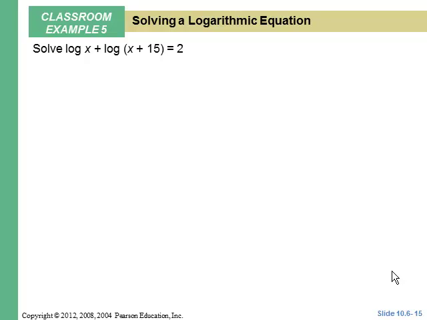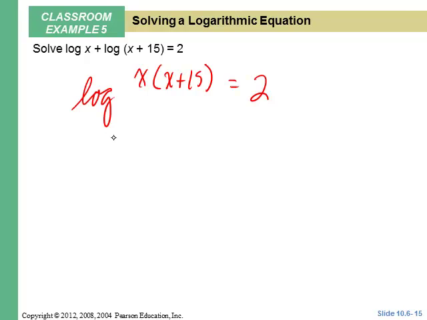You try this one. Nope, I'm sorry, I'll do this one. I didn't see that. So we have log of x times x plus 15 equals 2. What should we do now?